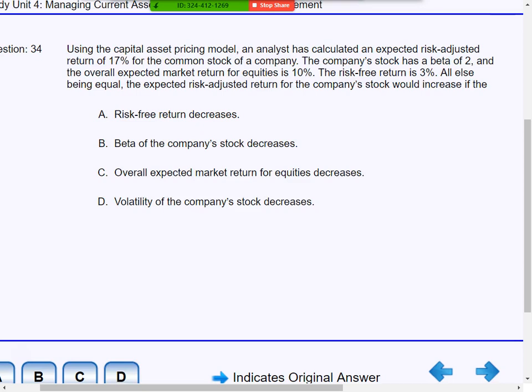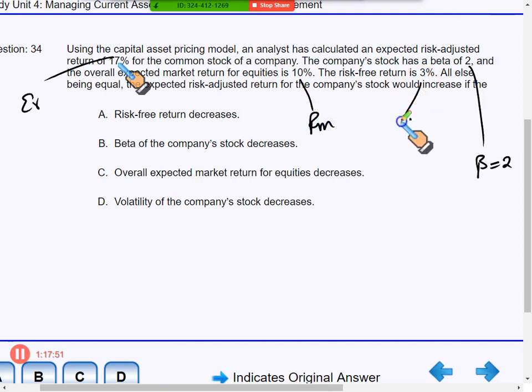Next. Question says, using the capital asset pricing model, an analyst has calculated an expected risk-adjusted return of 17%. That is ER. ER has already been calculated. That is the end result of the capital asset pricing model. The company stock has a beta of 2. Okay, and the overall expected market return for equities is 10%. That is RM. The risk-free rate is 3%.